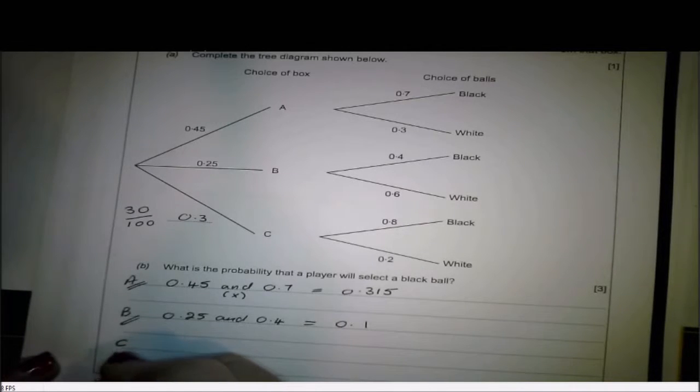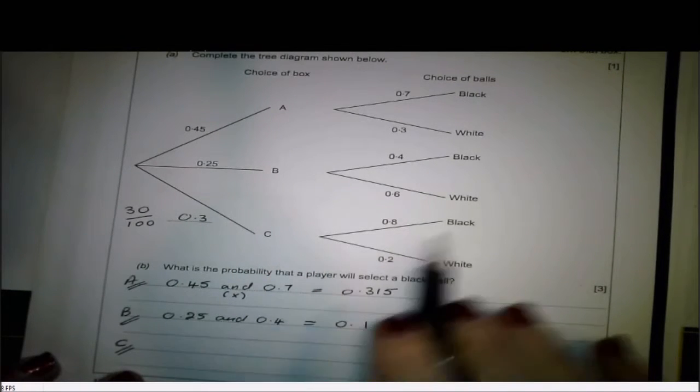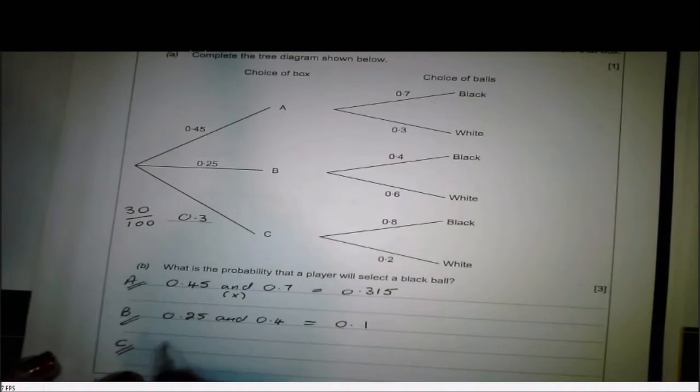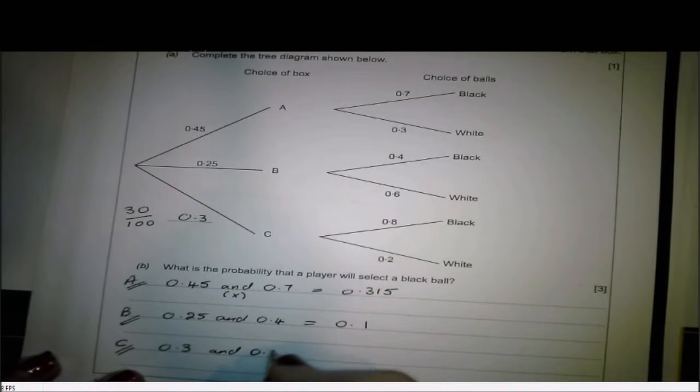Finally, the probability he could get a black ball by choosing box C and choosing a black ball from box C. So the probability of choosing box C we've just worked out is 0.3, and the probability of choosing a black ball is 0.8. Multiply those together and that gives us 0.24.